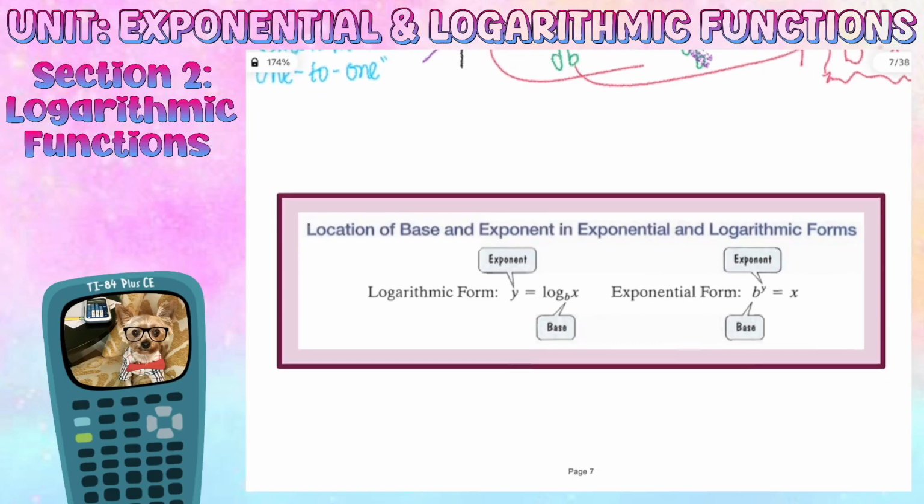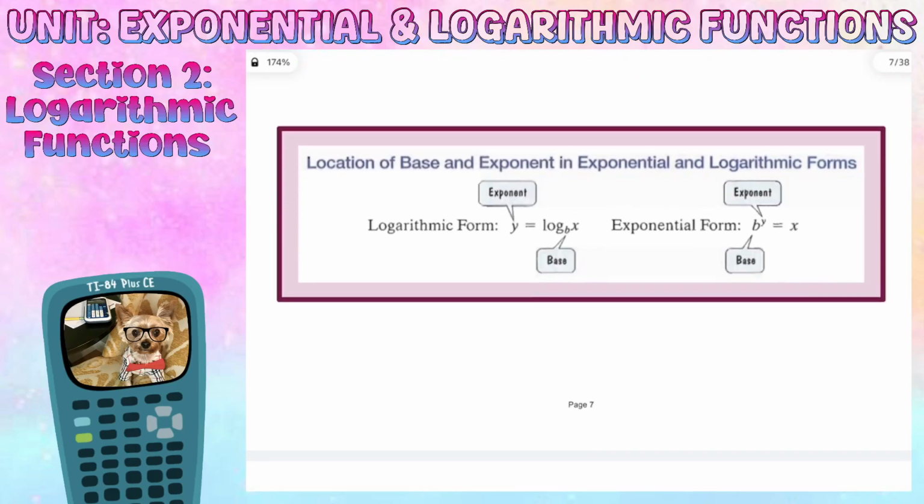So let's continue. Here is that final definition: location of base and exponent in exponential and logarithmic forms. So you're going to want to write this down. You could color code and organize it that way. And what is it going to look like? Let's see. So the base, right? The base is in the basement of the log. It's down low on the bottom. And the base is the thing being raised to the power in an exponential form.